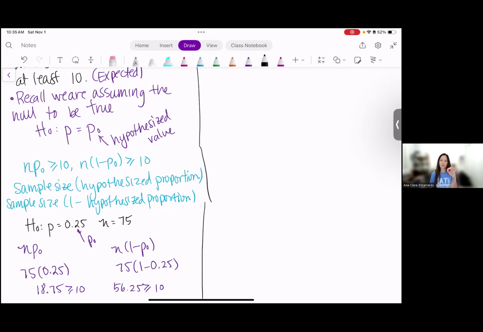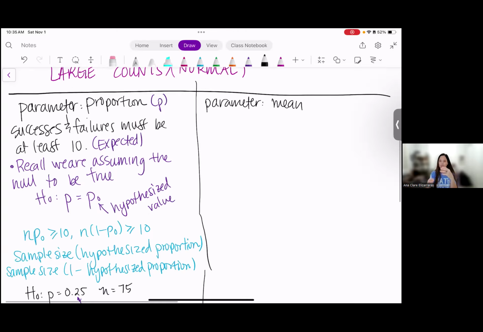So again, it's very important when you are checking your conditions that you use the hypothesized value of the null to verify for your sampling distribution that it's going to be approximately normal. Going back to means, remember there's 3 ways that you can check that your distribution is going to be approximately normal. One is that the population is stated to be normal. And this is really like only in happy statistics land that this is going to be true.